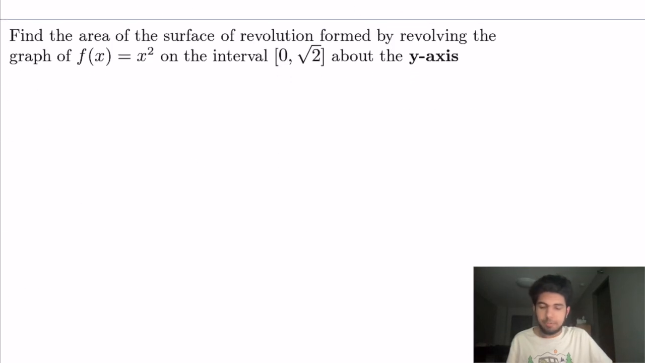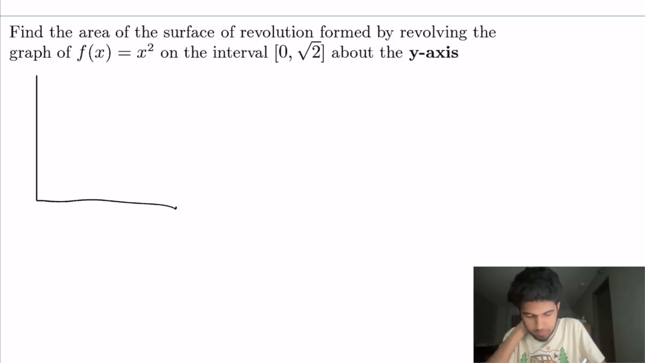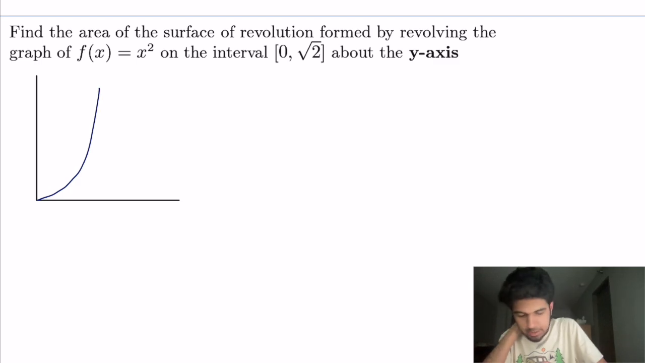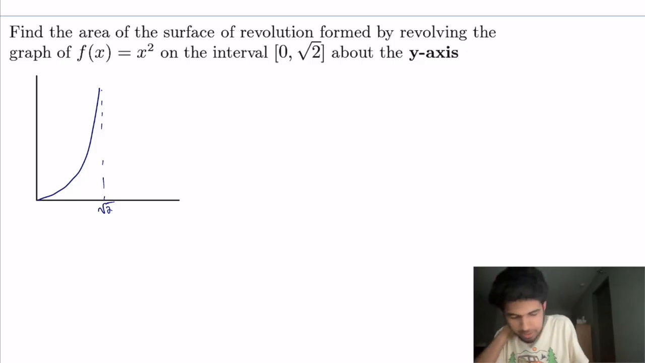Let's do another problem. Find the area of the surface of revolution formed by revolving the graph of f of x equals x squared on the interval 0 to square root of 2 about the y-axis. So let's graph this quickly, and we'll graph x squared, looks something like that, up to the square root of 2. And I guess I should have said that it's also bounded by like the y-axis. So like the area that's being revolved is this black region here.